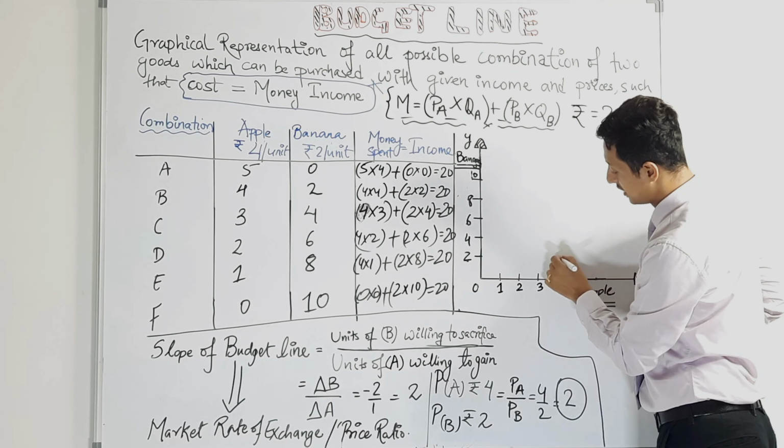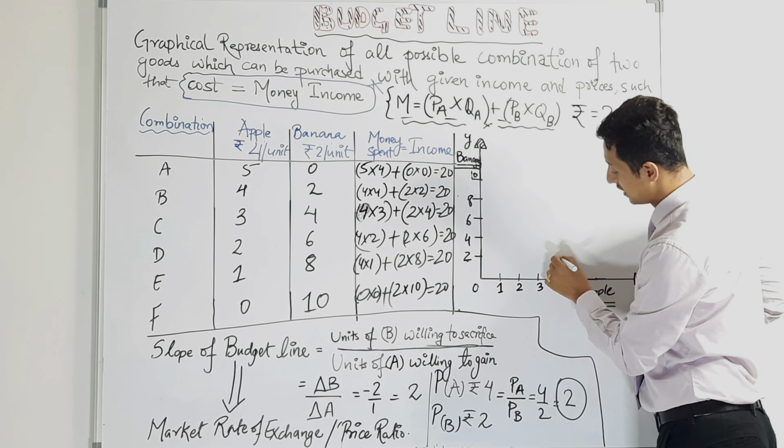So, as apple is 4 rupees per unit and banana is 2 rupees, in order to have one more apple, we have to sacrifice 2 units of banana, right? As apple is 4 rupees per unit and banana is only 2 rupees. So to have one more apple, we need to sacrifice 2 bananas, right? So likewise, the slope of budget line is 2. Change in B by change in A.